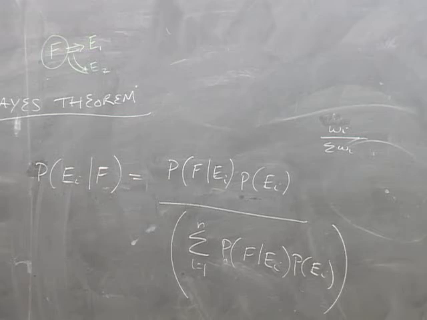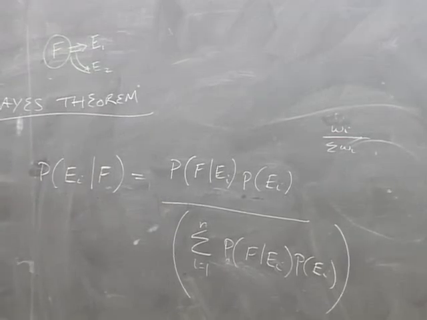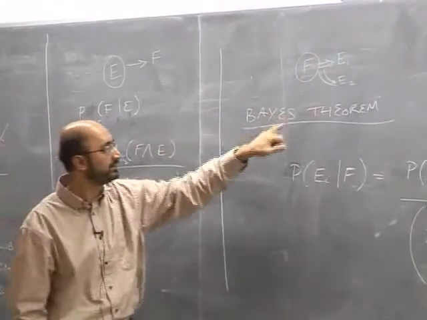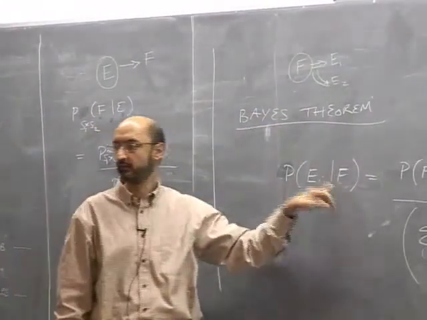But for those of you who've seen Bayes' theorem, you've seen this already. For the rest of you, the main important thing here is that conditional probability is F given E, and Bayes' theorem is E given F. Okay, so it's the other direction.